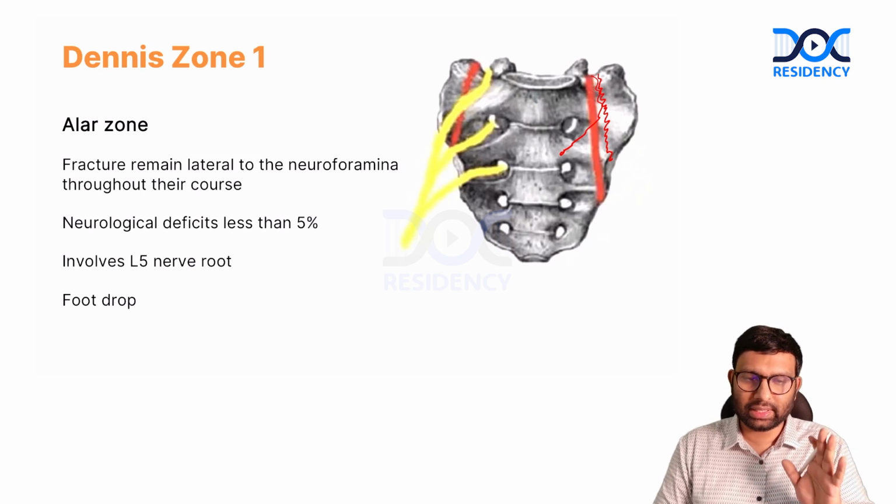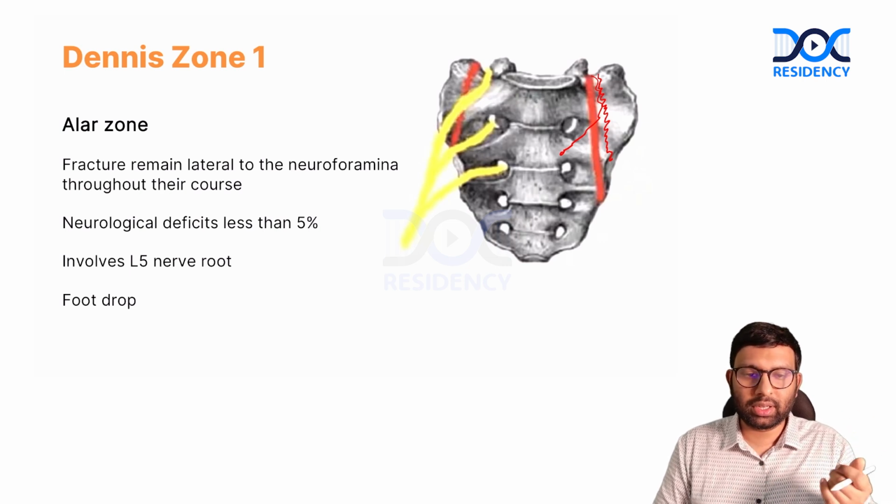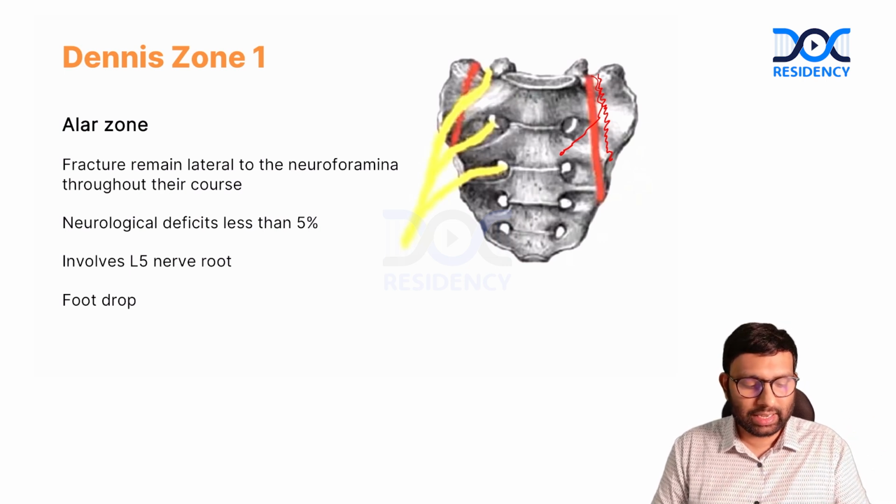It is less than 5%. Like I told you, the only fracture you might get is if there is an upper sacral ala fracture, your nerve root of L5 might get involved and patient might come to you with a foot drop. Okay, that is an alar zone fracture.